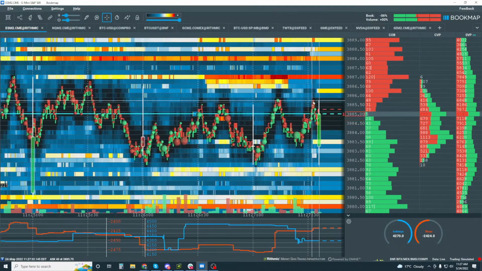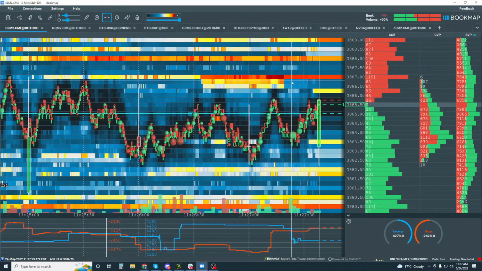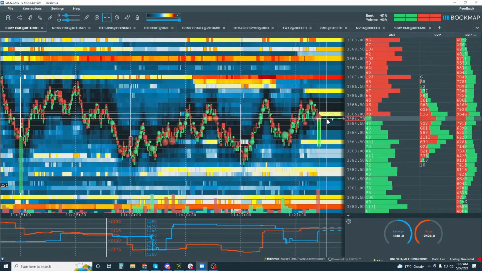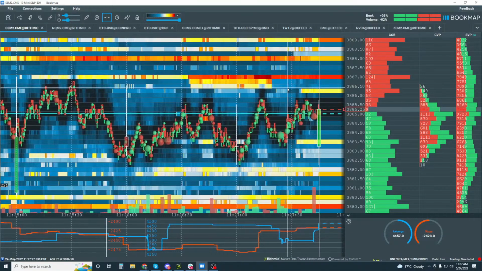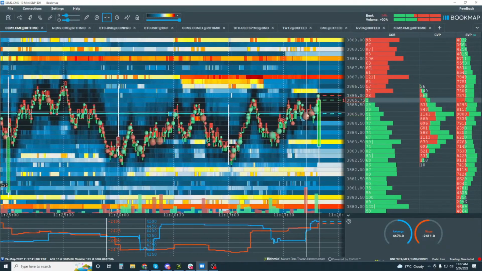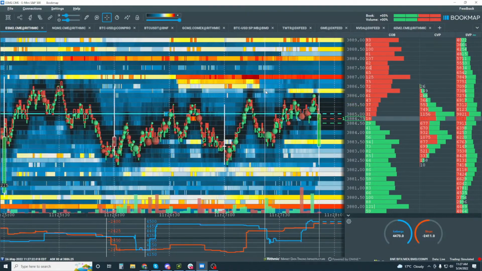Look at this up here. Okay, very little buying, and now they're starting to buy a bit. Okay, some selling. Yeah, it's kind of junky here.